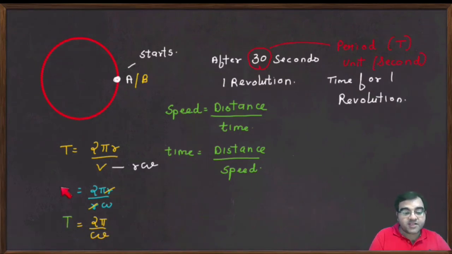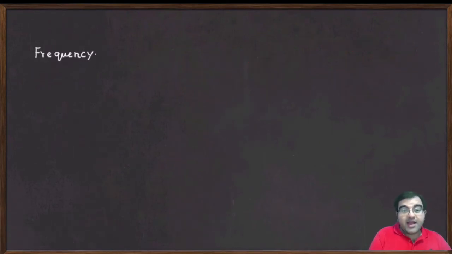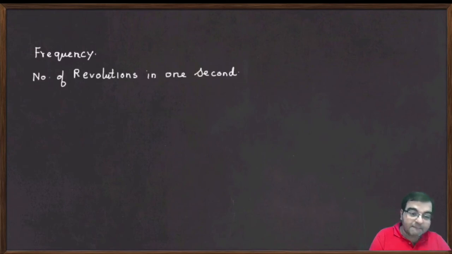So I have two formulas. First, time period is 2 pi r by speed or velocity. Second, time period is equal to 2 pi upon omega. Now third, let's understand the meaning of the word frequency. Now frequency is the number of revolutions in 1 second.